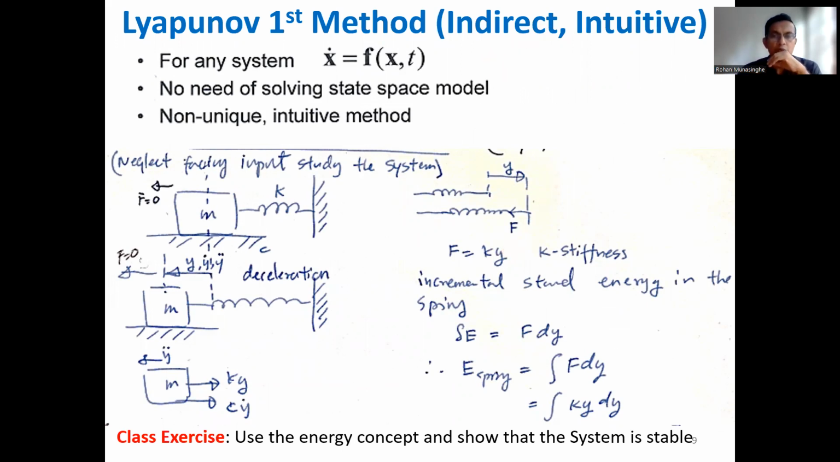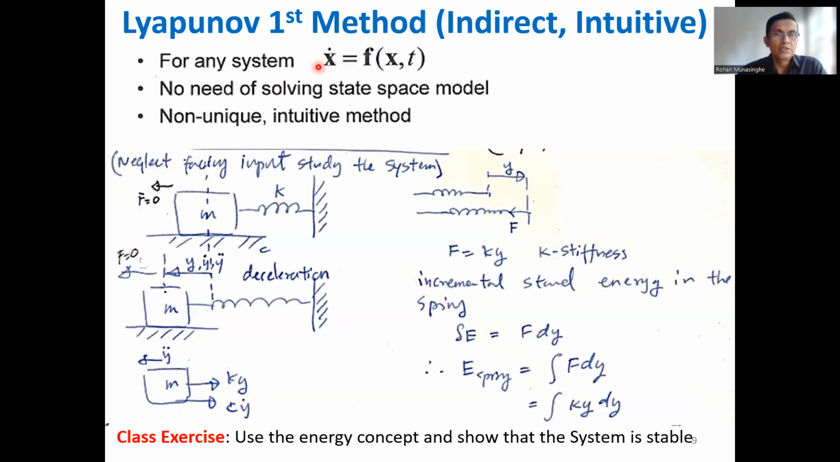So let's look at a realistic example, right? So the Lyapunov stability has a couple of methods. So we'll take the first method, which is indirect and intuitive method. Okay.